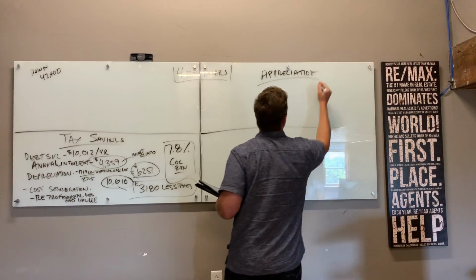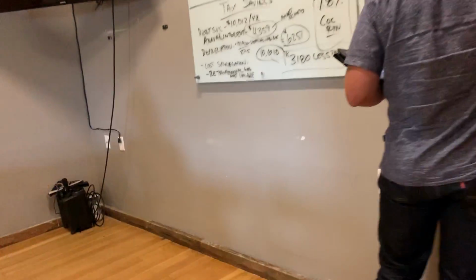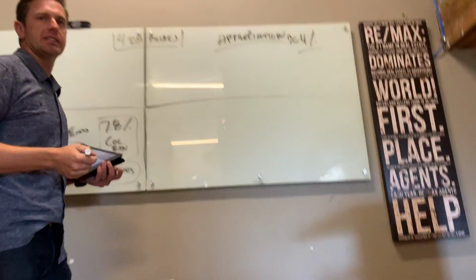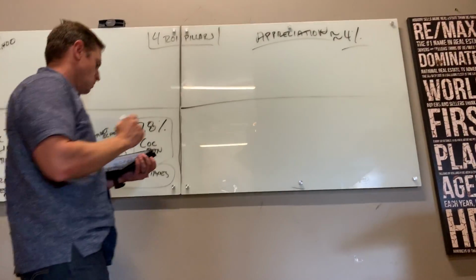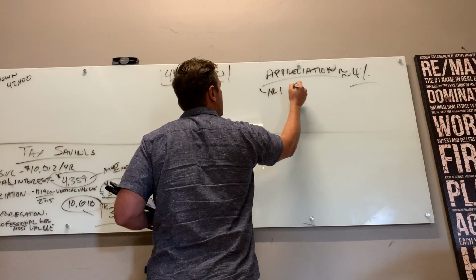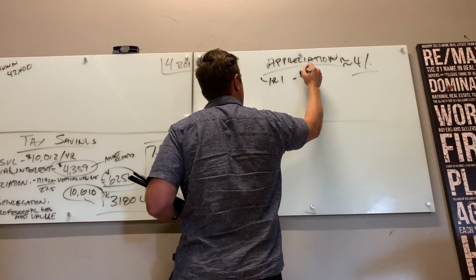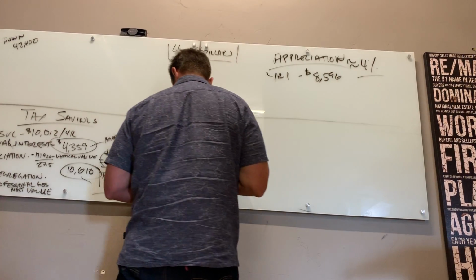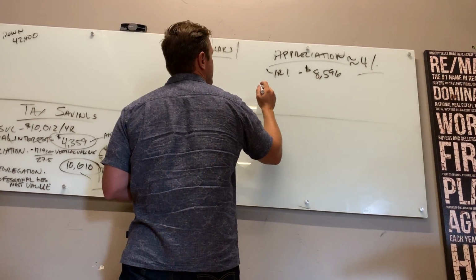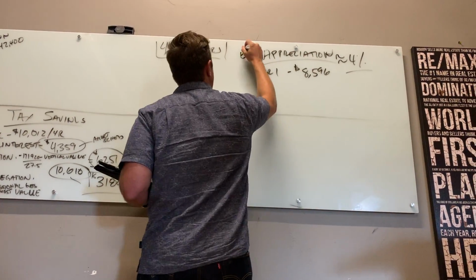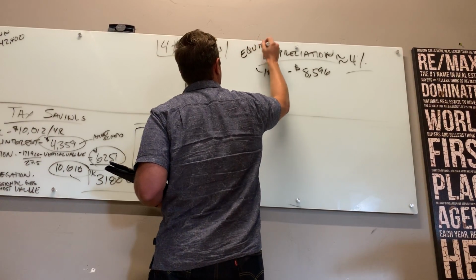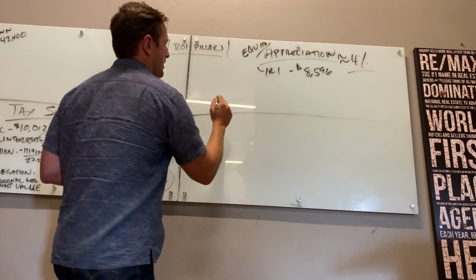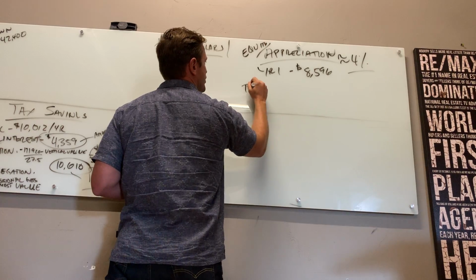Appreciation, it's going to stay right along the rate of inflation, which is going to be about 4% per year. So year one is $8,596, and appreciation, equity, and appreciation. Tenant purchase equity.